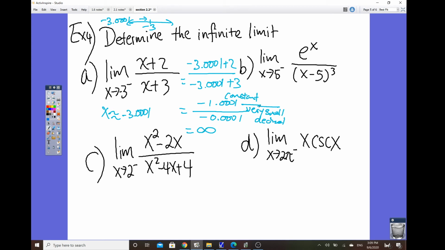Again, if you have 2 divided by 0.00000 blah blah blah 1, eventually it's going to be like what? Like 2 million, 2 billion, something like that. So it's a very big number.